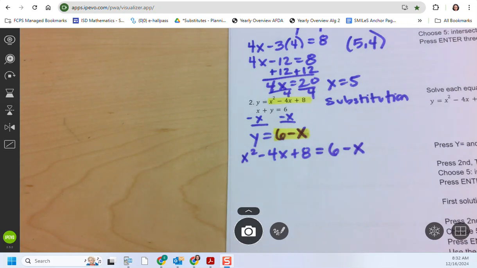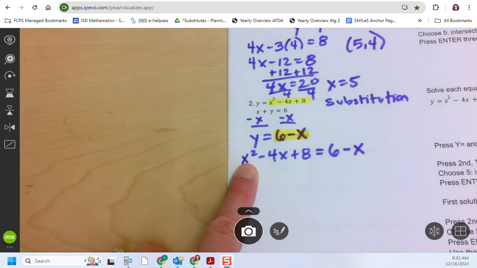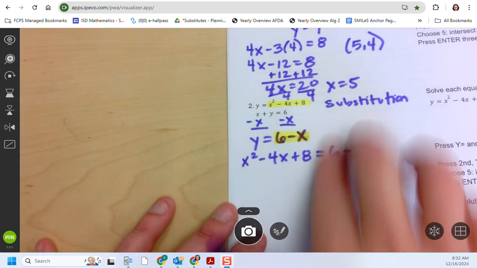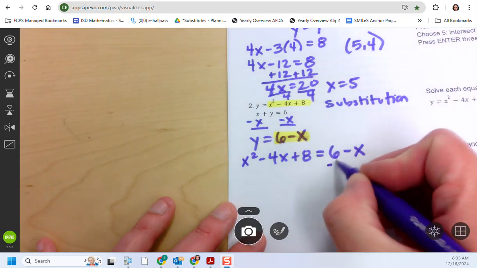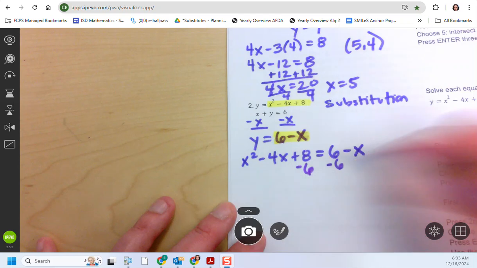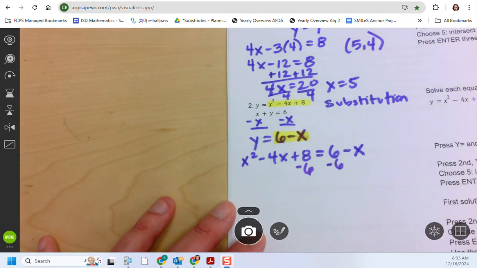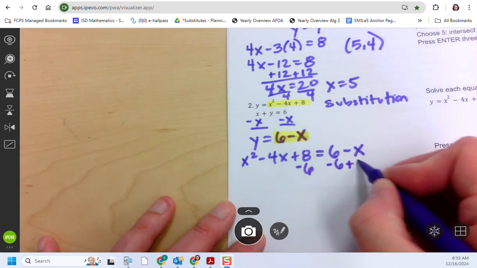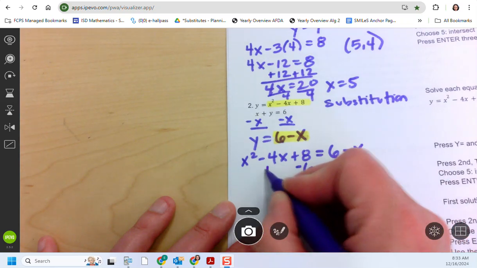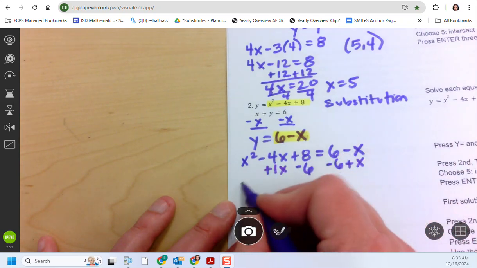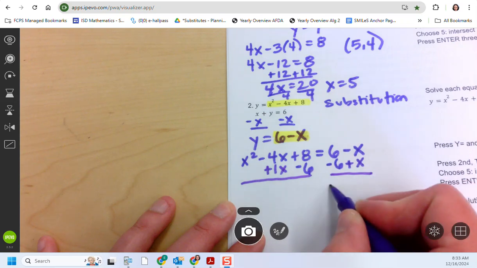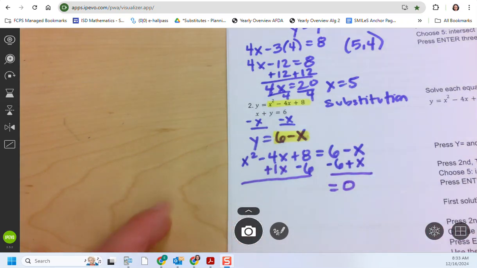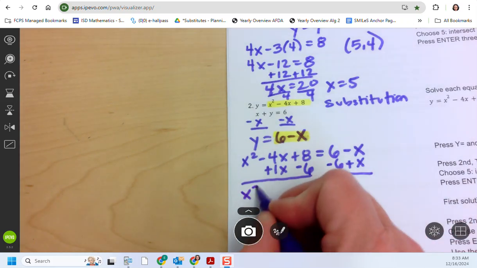And then this is a quadratic equation because of the x squared. When you solve a quadratic equation, you have to make one side 0. So I'm going to get rid of these things. I'm going to get rid of the positive 6 with a minus 6 and put it under the like term. And I'm going to get rid of the minus x with a plus x and put it under the like term. And that cancels out everything on the right, and that's what I was trying to do. On the left side, combine like terms, you have x squared minus 3x plus 2.